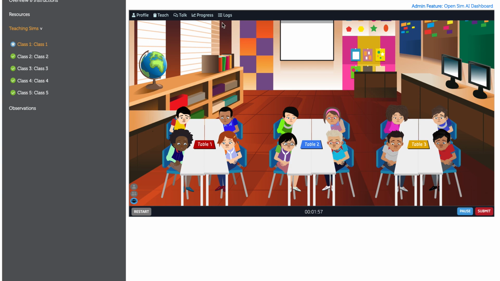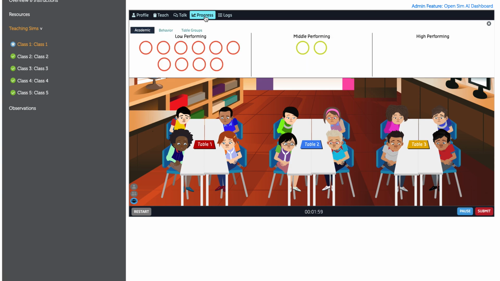Now, at any point, I can come up here and check on progress. And know that when you're looking at academic and you see low performing and middle performing, for something like this, that's really in direct relationship to what we've just asked them to be working on. I'm having them work on breathing. So there's nothing academically for them to do. So the system is just saying, well, yeah, nobody is gaining anything academically right now. So don't panic if you see students in this low performing category. You're not asking anything of them.